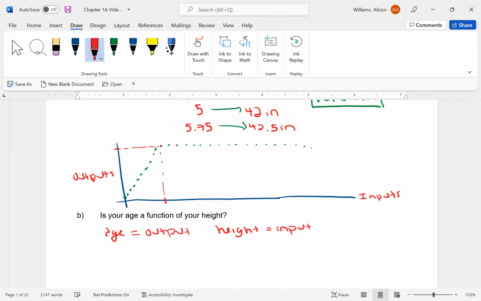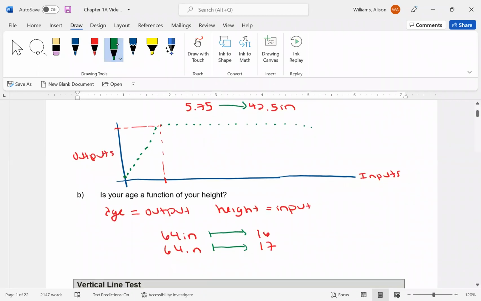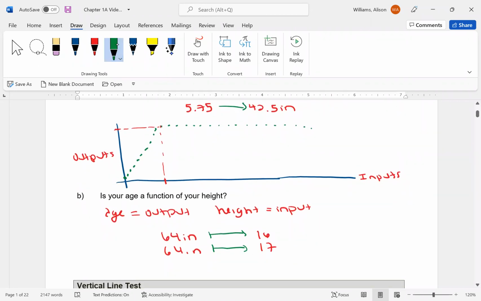So if I say, okay, 64 inches, that maps to a lot of different ages, right? I think I maybe hit that height when I was 16. Okay. But it also works with 17 and 18 and 19 and 20 and so forth, right? It just keeps mapping to the same value over and over again for years and years and years until I finally start shrinking. All right. So this does not work. It is not a function.